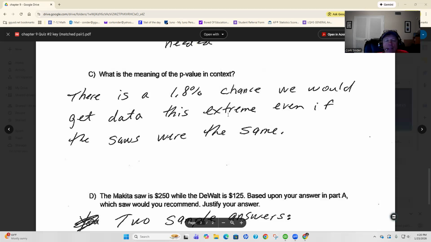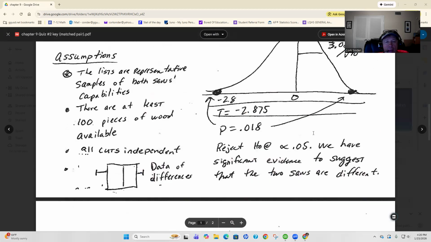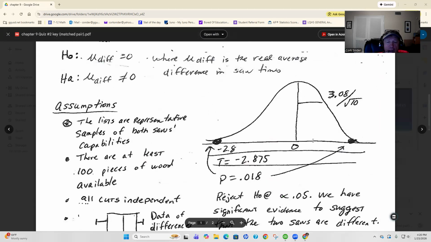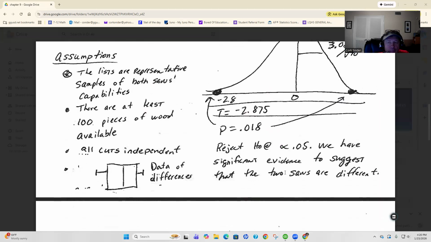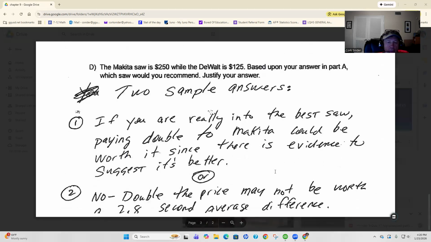Okay, and the last one, this is very subjective, but if Makita was 250 bucks and DeWalt was 125, based on your answer in part A back here, again, in part A, you're saying they're different with Makita being better. What would your recommendation be? Which one to buy? You could have a couple answers. I put two sample ones.